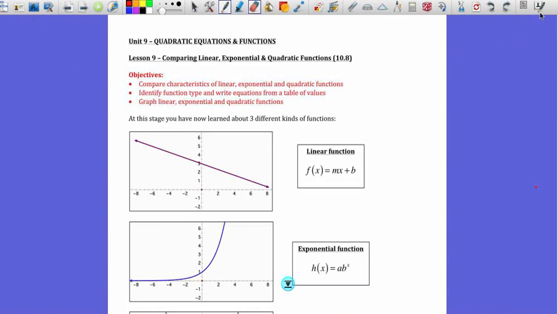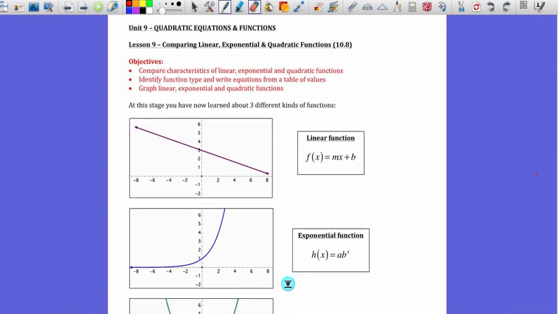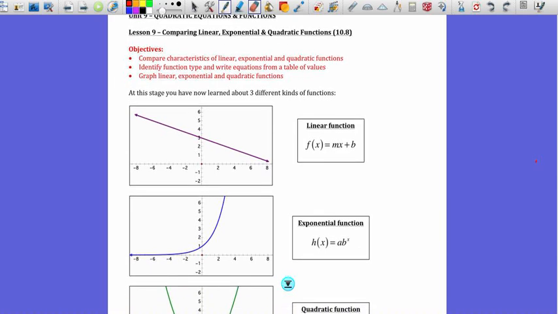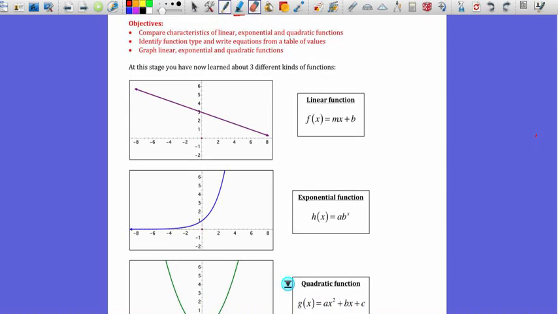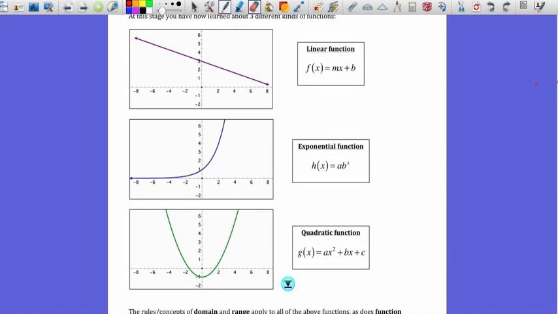Okay, so as you can see from the title of your note, what we're going to do in this lesson is revisit a couple of functions that we studied earlier in the year, the linear function and the exponential function, and we're going to compare the graphs of the linear, the exponential, and the quadratic functions. We're going to use the characteristics of and the shapes of each of the three different kinds of functions.